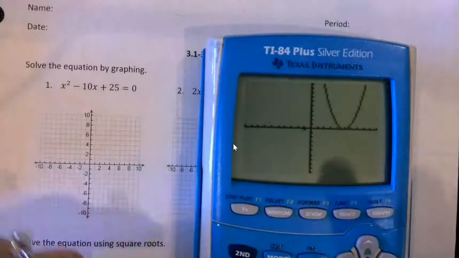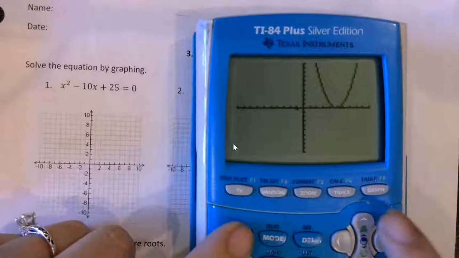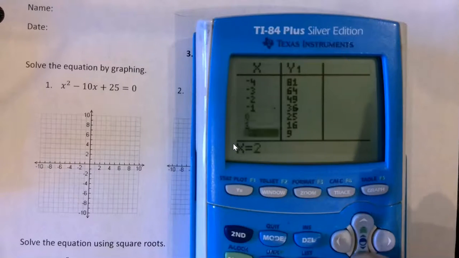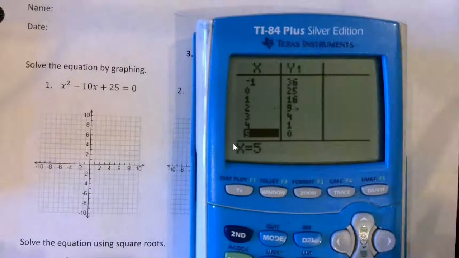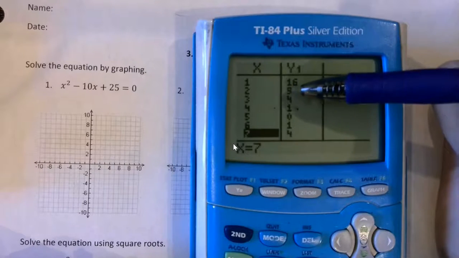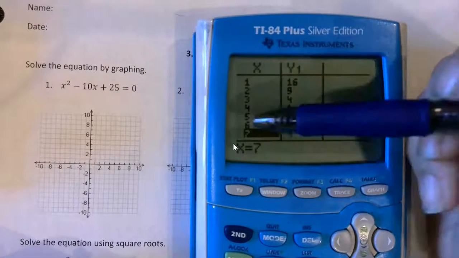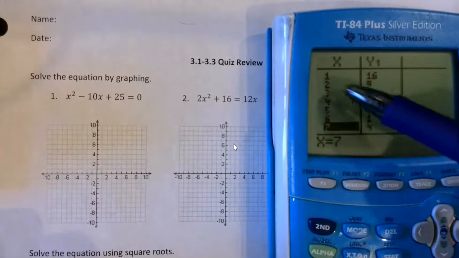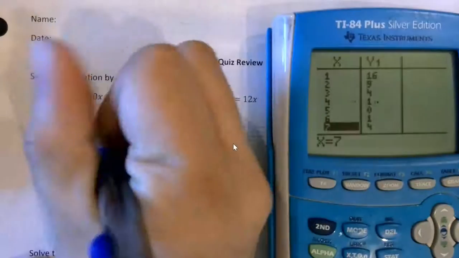Okay, and then what I want to do now is I want to go look at my table of values. So I'm going to go second table. And I can arrow up and down to see different values. So my y values are really high, so I'm going to arrow down a bit so I have graphable points. I'm going to start at 2, 9, and I'm going to graph all the way up to 6, 1. 2, 9.